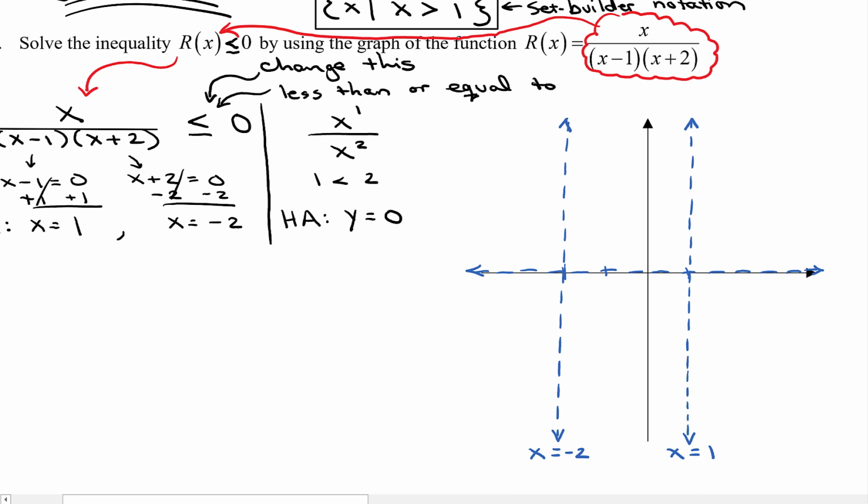Before I keep going and making a mess, notice how I like to label these with the equations. That looks nice.